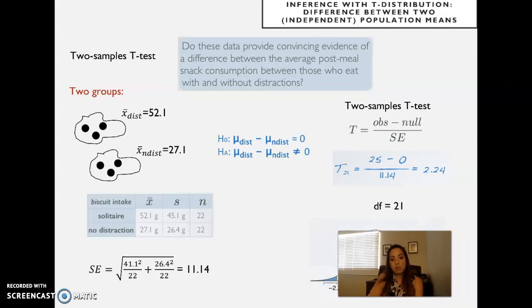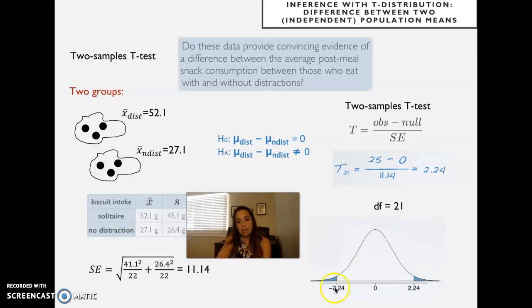And here are our values of negative 2.24 and 2.24. We need both because we want the probability of getting something more extreme than the absolute value of 2.24, so less than negative 2.24 or greater than 2.24.